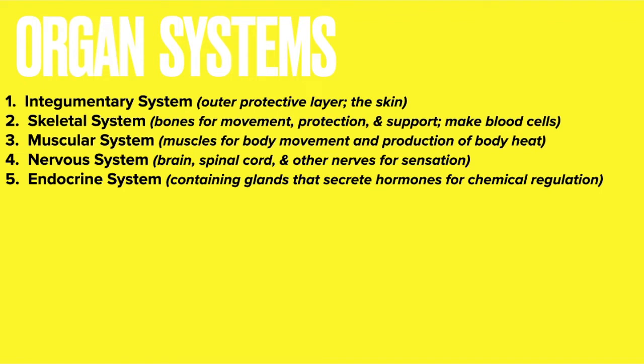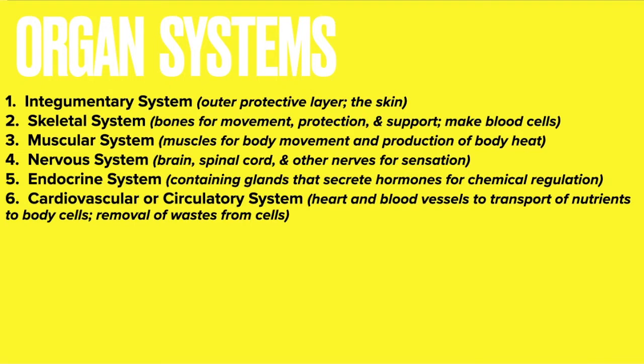Then we're going to move into some systems that many people aren't familiar with, and this is the endocrine system, which contains glands that secrete hormones. There's the adrenal glands above your kidney. You have your thyroid glands in your neck area, and these hormones do stimulate chemical regulation.